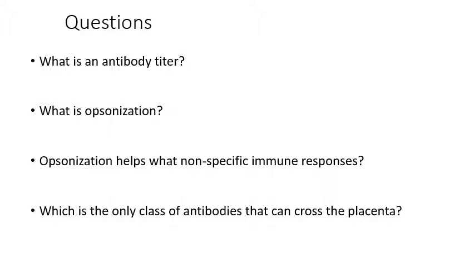All right, last set of questions. What's an antibody titer? What is opsonization? What does opsonization help with non-specifically? And then which is the only class of antibodies that crosses the placenta?